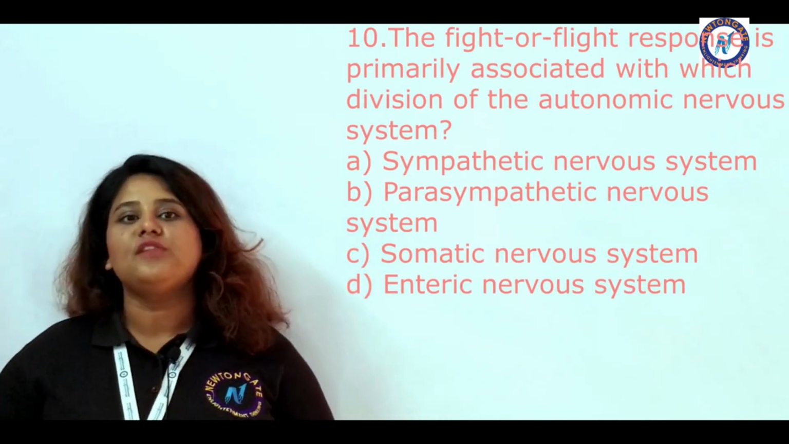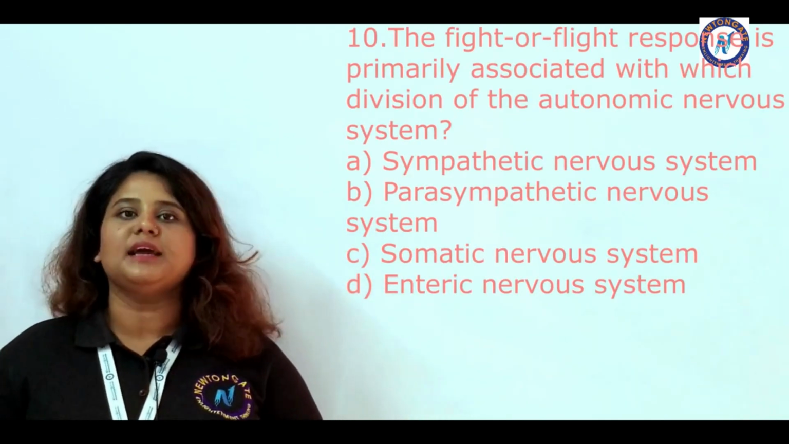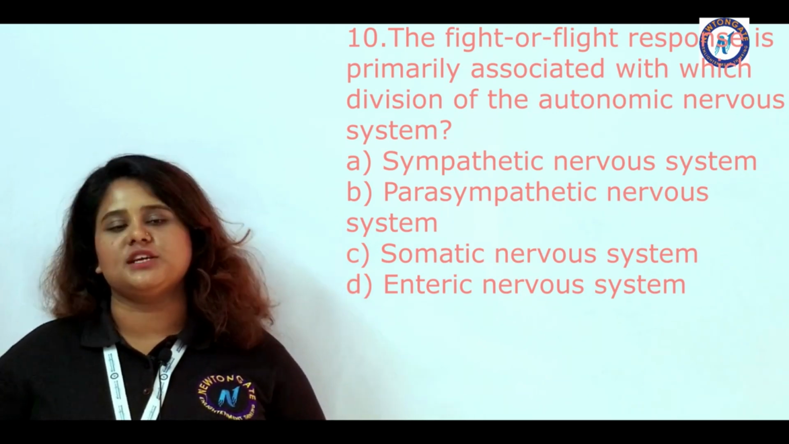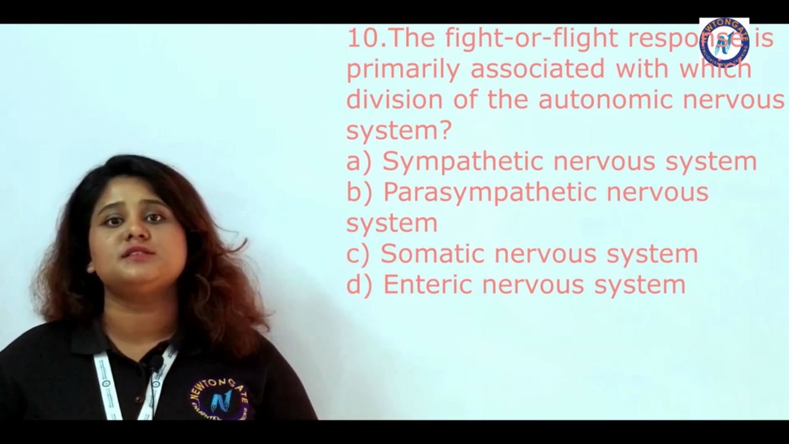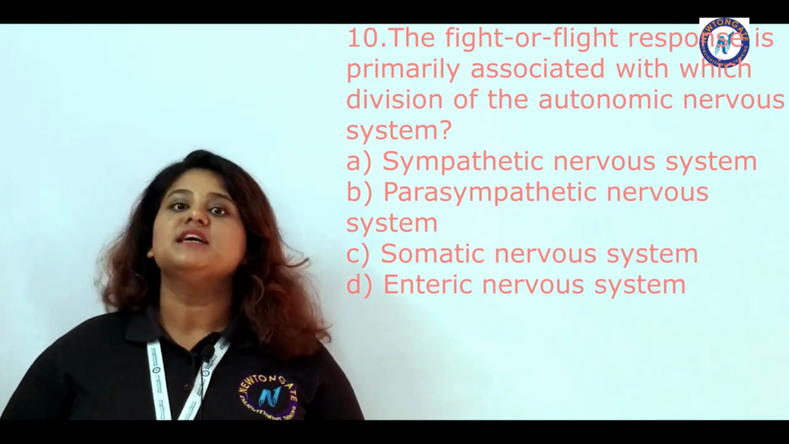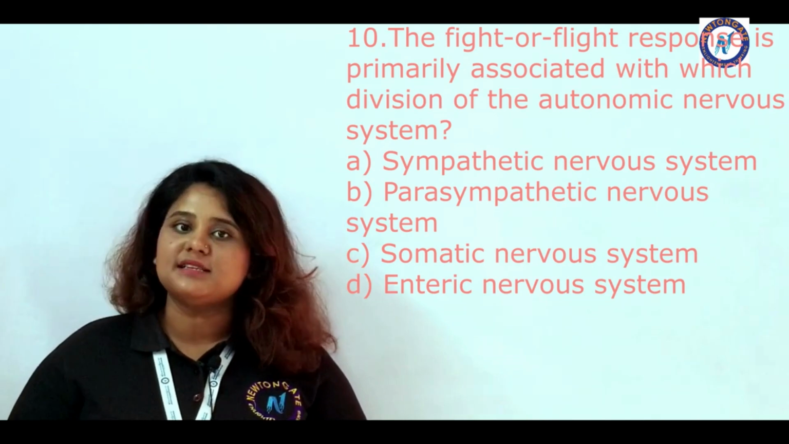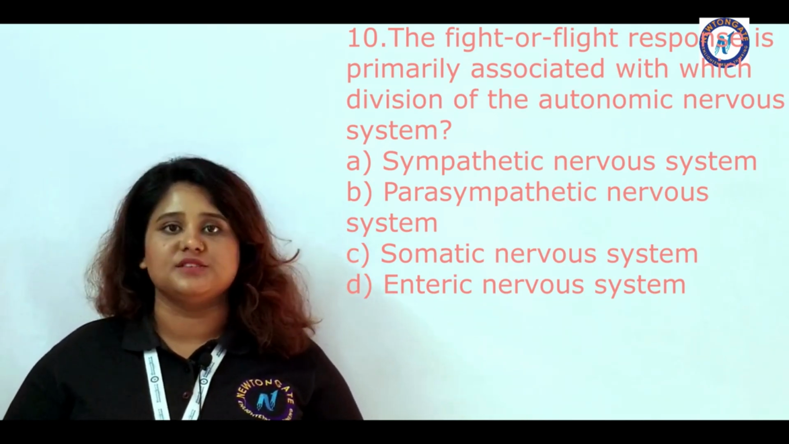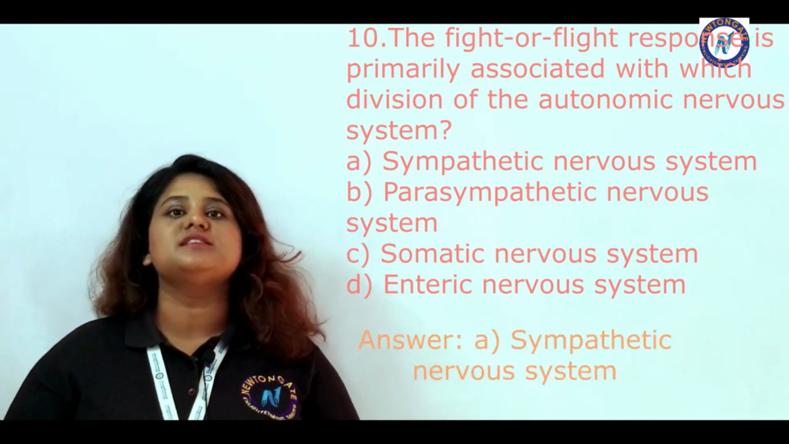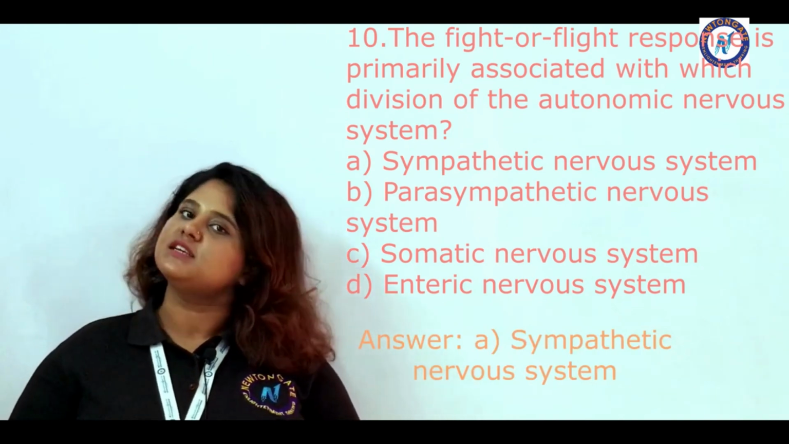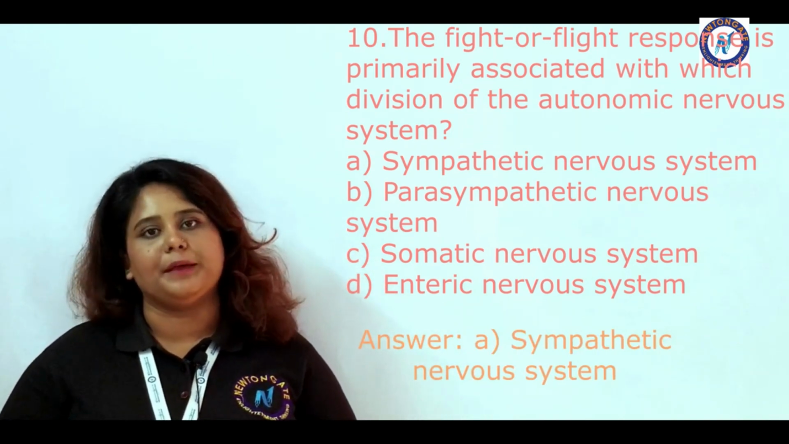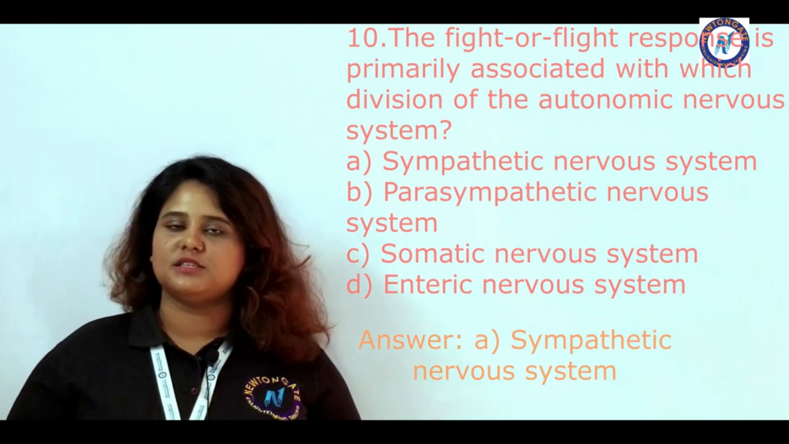We have reached the very last question, that is question number 10. It says, the fight or flight response is temporarily associated with the division of which autonomic nervous system? I repeat the options: sympathetic nervous system, parasympathetic nervous system, enteric nervous system, or somatic nervous system. The answer is very obvious. It is the sympathetic nervous system. That is option number A.